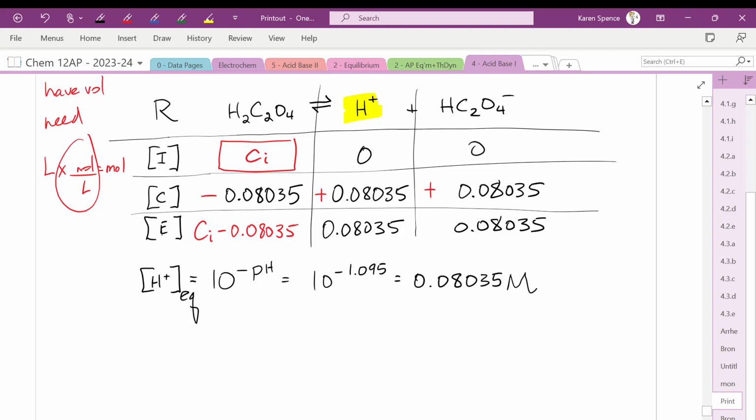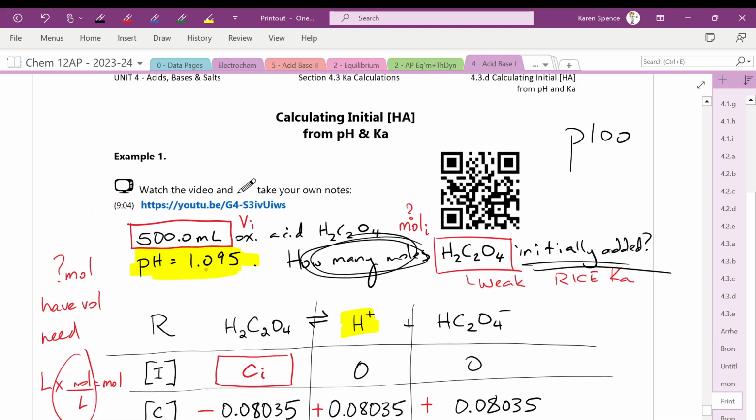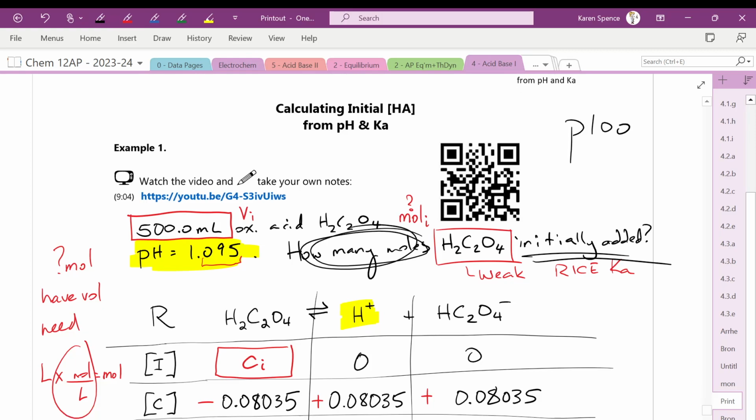pH has 3 sig figs. I've written more because I don't want a rounding error. Which one? This says 0.095. So, what? Yes. Good question.